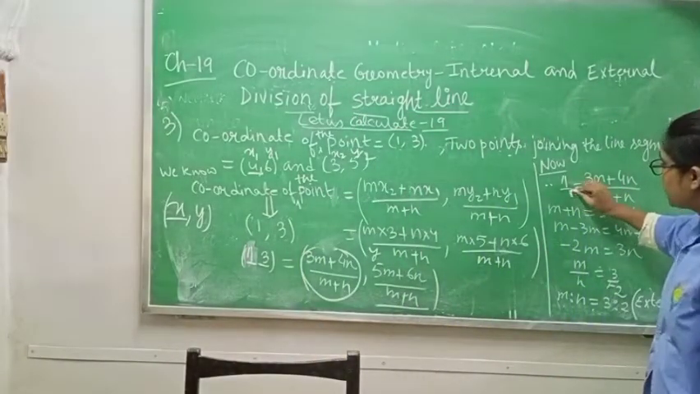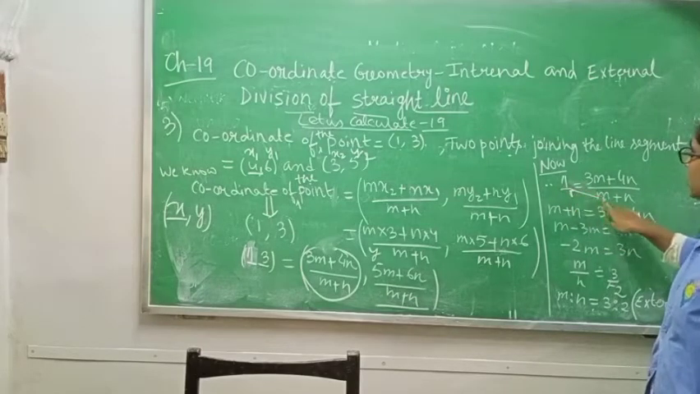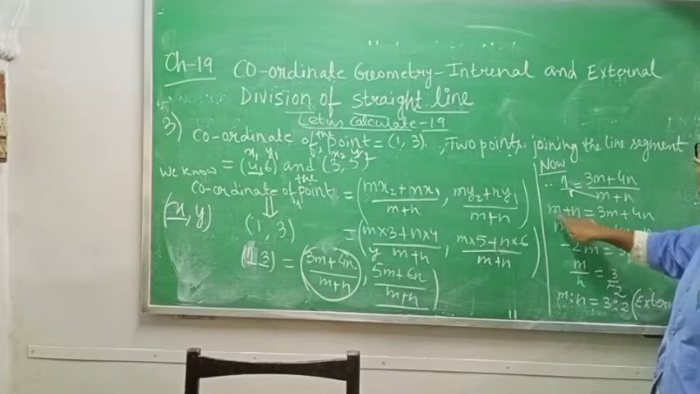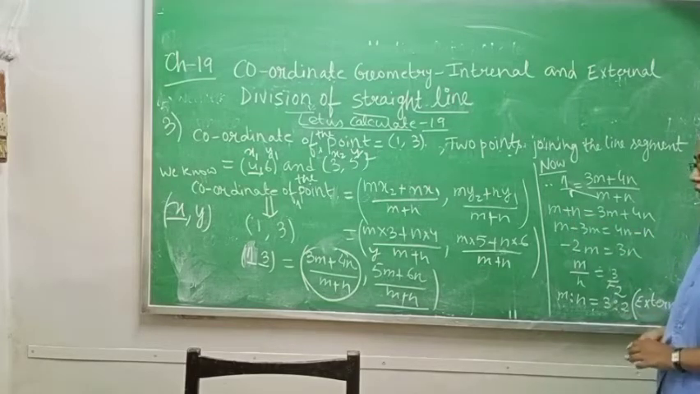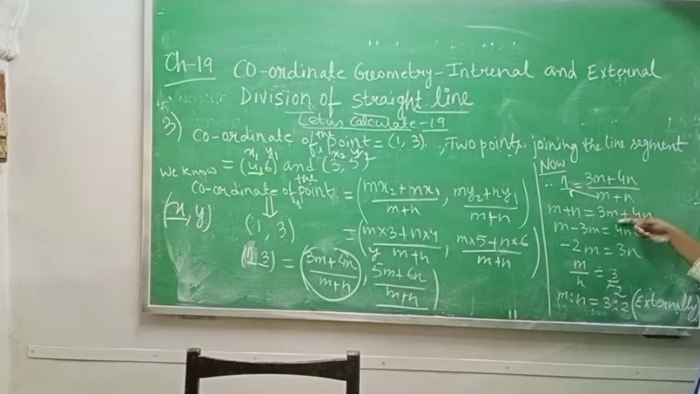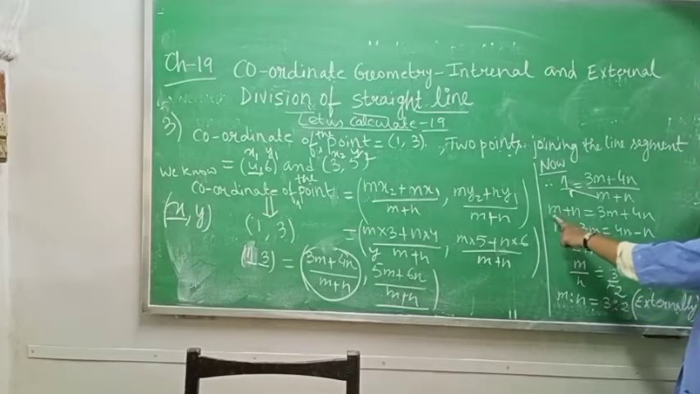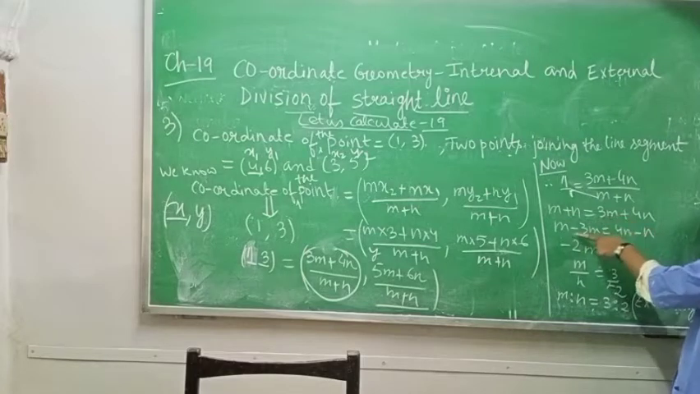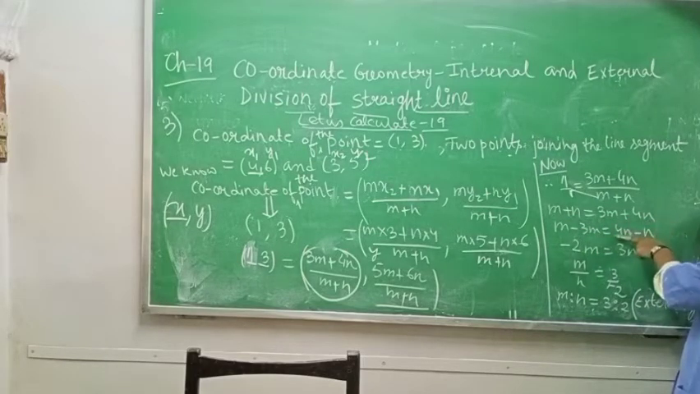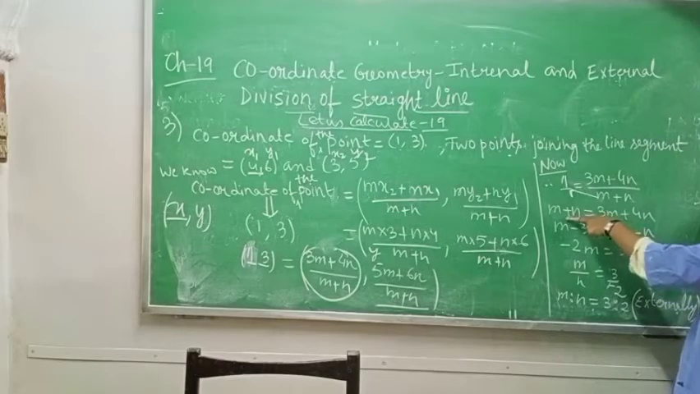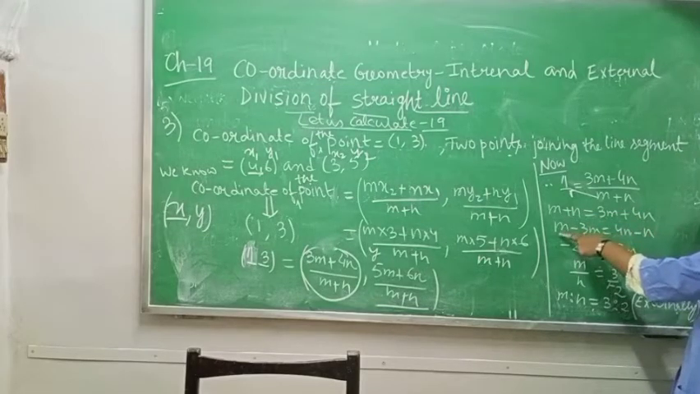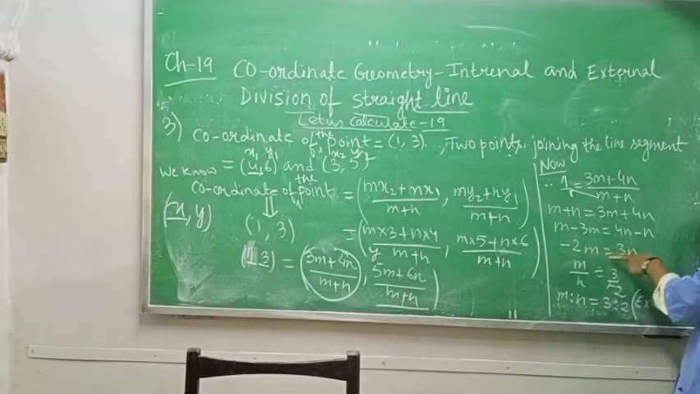Now you will multiply this with cross multiplication. 1 into m, m. 1 into n, n. And in between this you have plus sign, so I am putting plus sign. Equals to 3m plus 4n, and I am writing this one as it is. Now what I am doing, I am taking all the m terms in LHS and all the n terms in RHS. So m is here, plus 3m will come, it will become minus 3m. 4m I will write as it is. Plus n will come, it will become minus n. So m minus 3m will give you minus 2m, equals to 4n minus n will give you 3n.